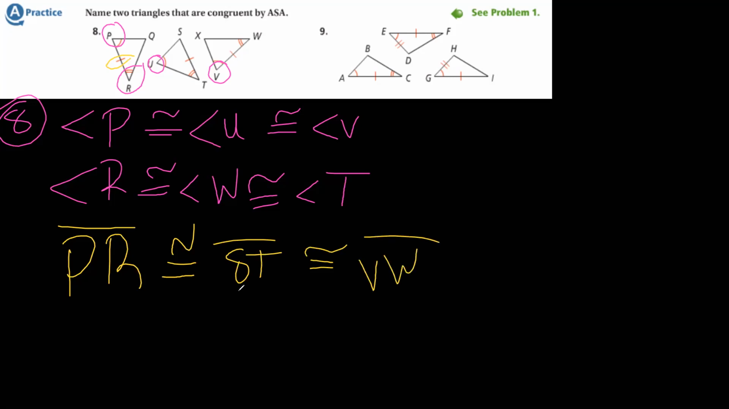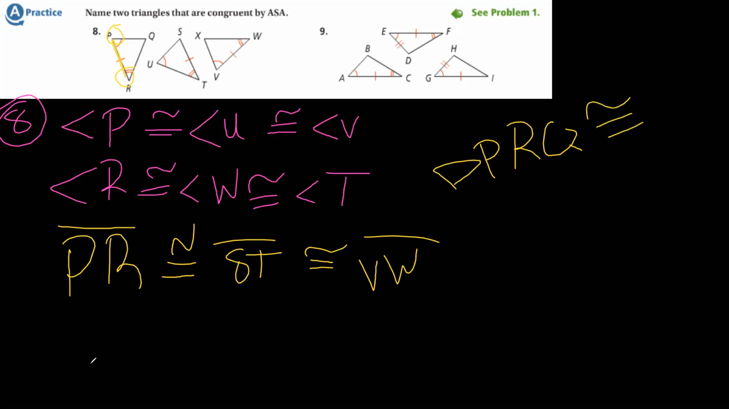Now, which from these triangles have two angles with the side between them? Who can tell me? The two triangles that are congruent by ASA are PRQ and XVW.